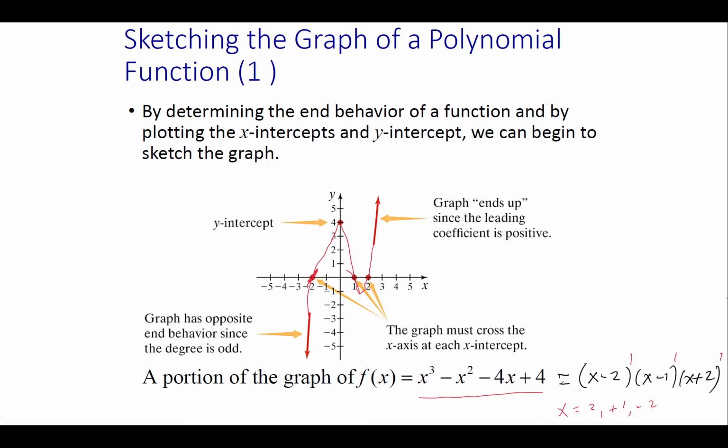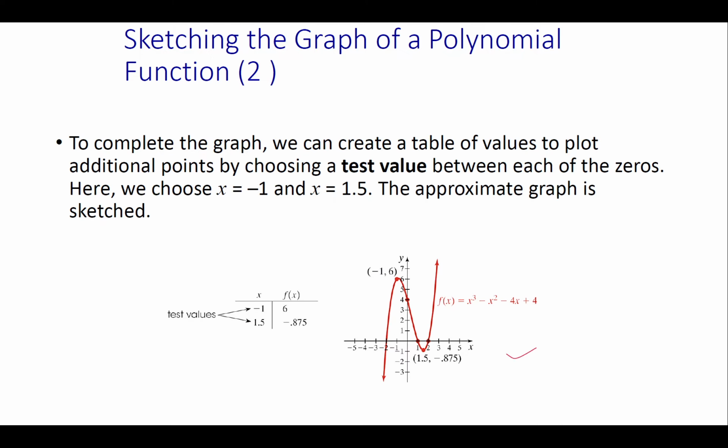So you can see that it should cross from bottom to top, top to bottom, and bottom to top. When I say bottom, it means below the x-axis. Up means above the x-axis. So this is the tentative graph. But how do you find this tentative graph? You can find more testing values. For example, at negative 1 it's positive, at positive 1.5 it's negative, and you just join them by using a smooth hand.